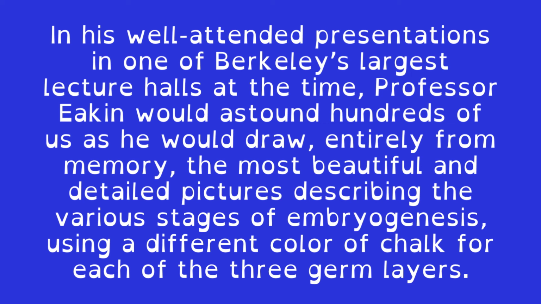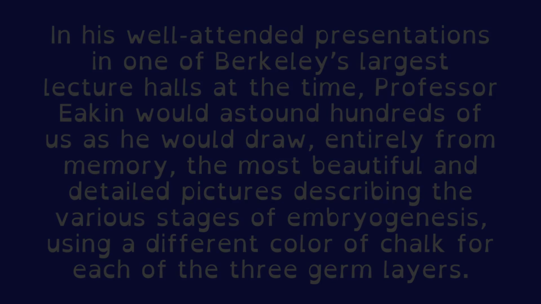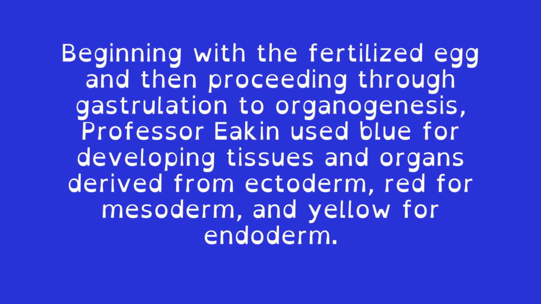astound hundreds of us as he would draw, entirely from memory, the most beautiful and detailed pictures describing the various stages of embryogenesis, using a different color of chalk for each of the 3 germ layers, beginning with the fertilized egg and then proceeding through gastrulation to organogenesis. Professor Eakin used blue for developing tissues and organs derived from ectoderm, red for mesoderm, and yellow for endoderm.